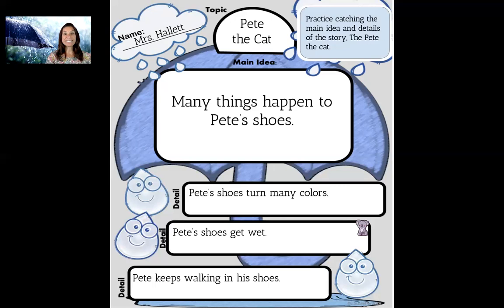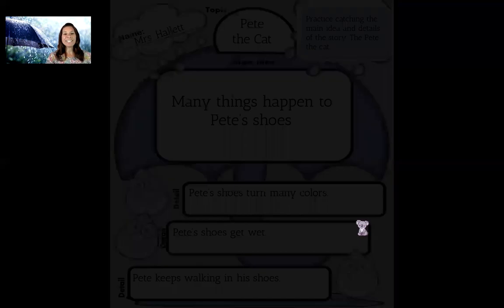Did you guys get it? If you didn't get it, go ahead and reread Pete the Cat with these things in mind. That will help you, and you can see then how the main idea supports the topic and how the details support the main idea. All right?